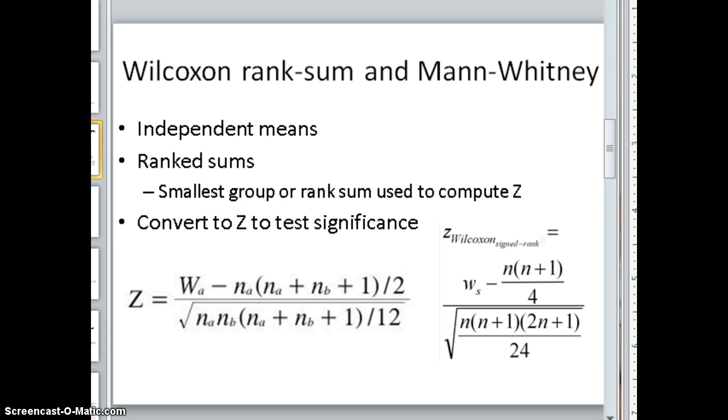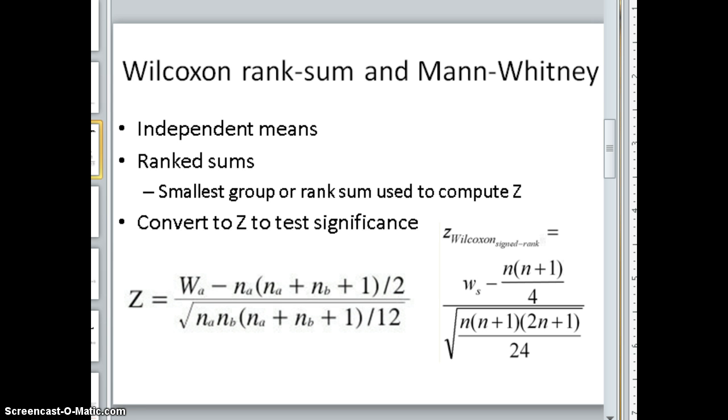As you'll see, what all of these tests tend to do is convert the difference between sums of observed ranks and sums of expected ranks to a standardized score, a z-score, for example, to evaluate the significance, just as we normally would with a standardized score.